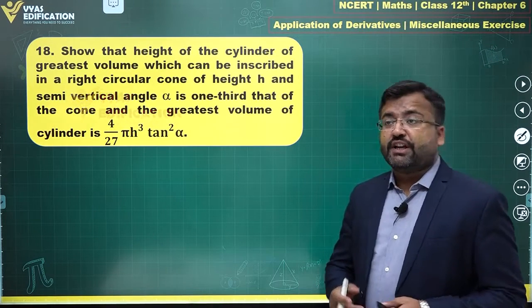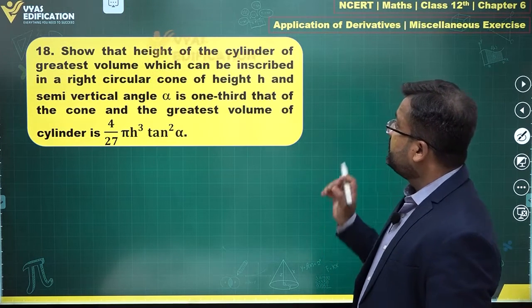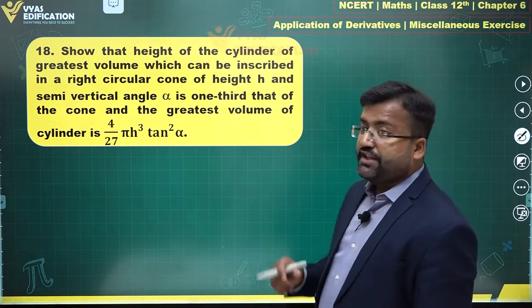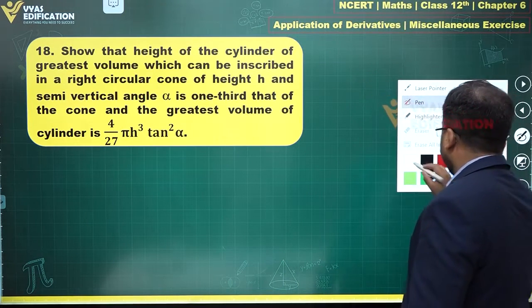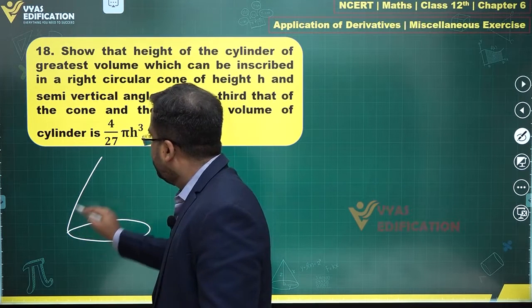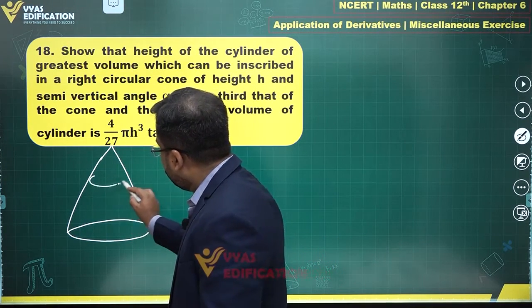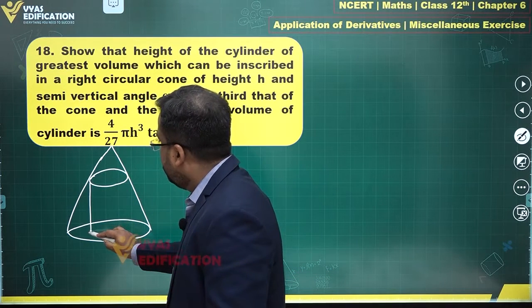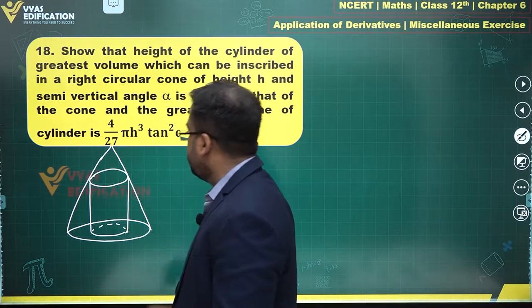The 18th question over here says that show that the height of the cylinder of greatest volume, which can be inscribed in a right circular cone of height h. Okay, this time you have a right circular cone, and inside that you have a cylinder. Let's talk about this right circular cone. First of all, this is what it will look like, and then you have a cylinder inside it. This is a small cylinder which lies inside this. This is what you have.